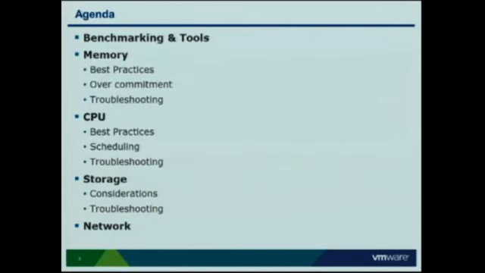So real quick, this is what we're going to go over. I'm going to spend a little bit of time on benchmarking and tools. It's my philosophy that I can't have a discussion about performance best practices and troubleshooting if I don't spend some time on this and give you a little bit of background information and a couple tools that will help you determine if you're really having a performance issue and when you need to stop. We'll cover memory, CPU, storage, and network. That's basically the big four.